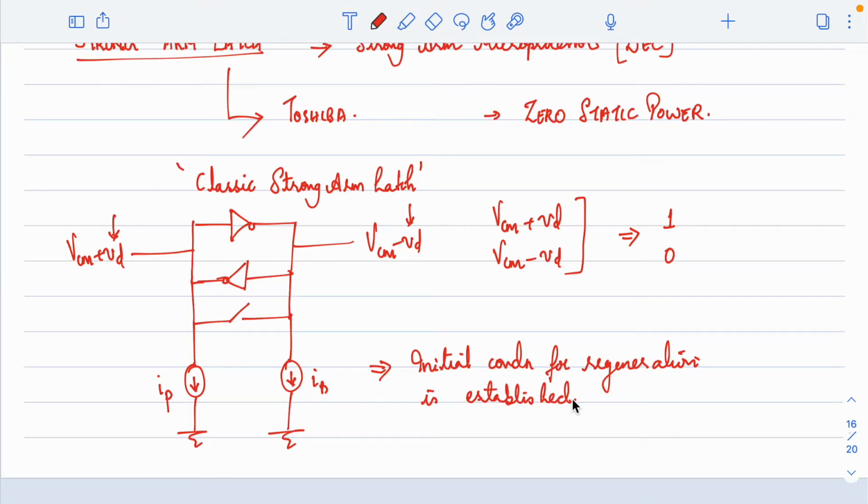Right. Now we'll convert this model into a circuit, or draw it in terms of a circuit here. So back-to-back inverters we can replace with the circuit of inverters. And the initial condition for regeneration is established with the help of current sources. One way, in basically the StrongARM latch based comparator, is this.